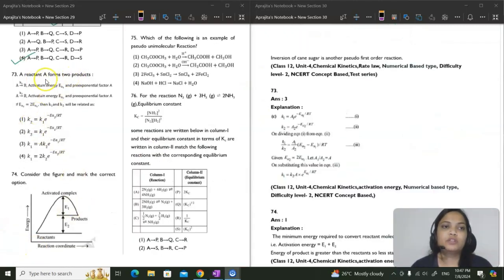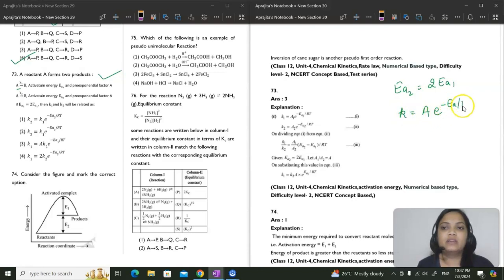So next question, students, a reactant A forms two products, A to B. Activation energy is given as EA1 and EA2, and it is also given that EA2 is twice of EA1. So we have to find the relation between K1 and K2, both of the rate constants. According to the Arrhenius equation, K is equal to A e raised to the power minus EA upon RT. So we can write the equations for both of them.